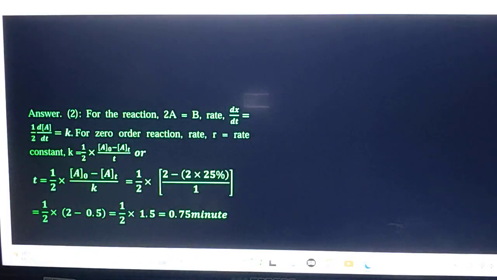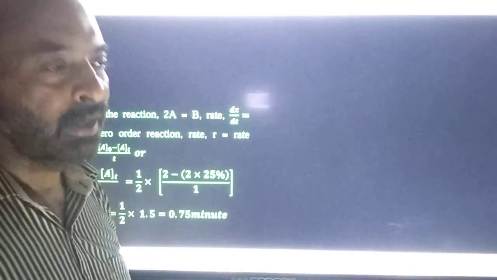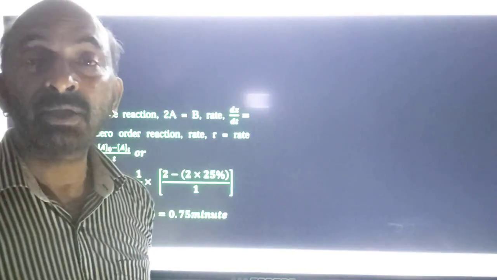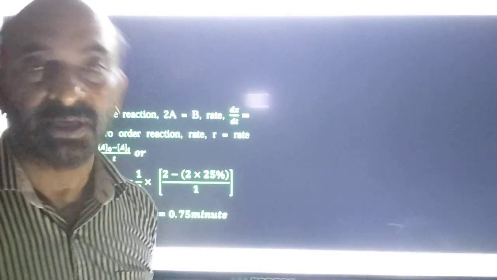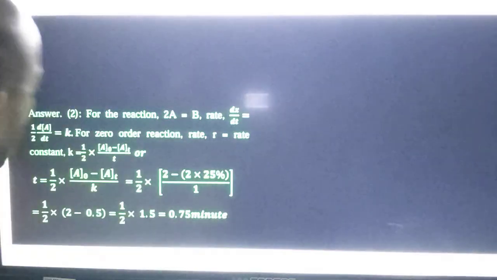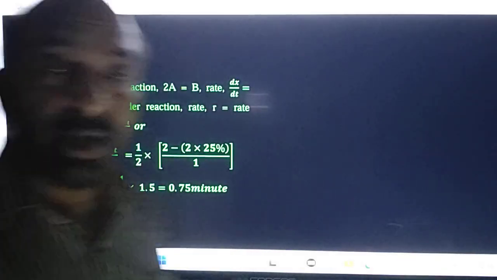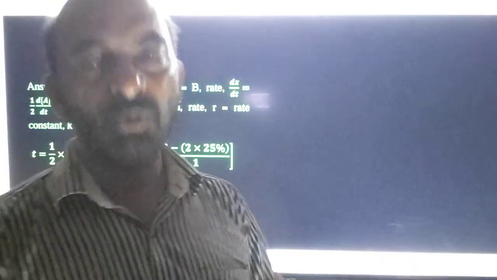We know if the reaction were A giving B, the rate equation is minus dA by dt is equal to plus dB by dt is equal to K, because here the rate is independent of the concentration and the rate itself is the rate constant. But the difference here is that it is two A giving products, and that difference will be reflected in our approach.